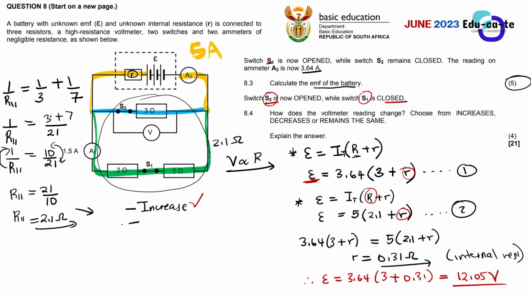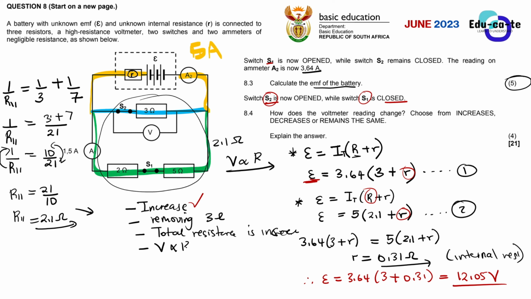Why? You're going to explain what I said. By opening the switch S2, we are removing the 3 ohms resistor. So here, talk about removing the 3 ohms resistor. And when we are removing resistors in parallel, what does it mean? The total resistance is increasing. So by removing the 3 ohms, the total resistance is increasing. So since voltage is directly proportional to resistance, the total voltage will also increase.